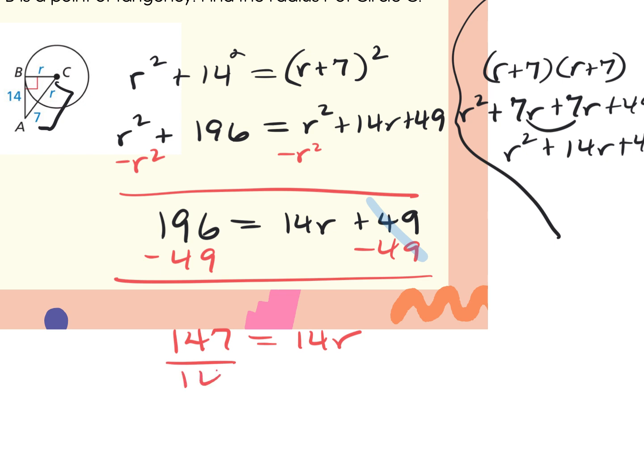Divide by 14, and 147 divided by 14 is 10.5. So the radius length is 10.5.